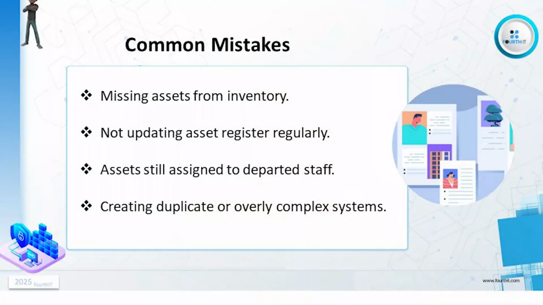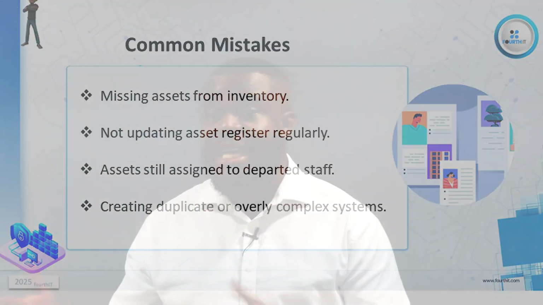Then four, overcomplicating the process. Keep it simple. If your organization already has an asset management system, integrate it instead of creating redundant processes. Simplicity ensures consistency, and it also helps to reduce errors.